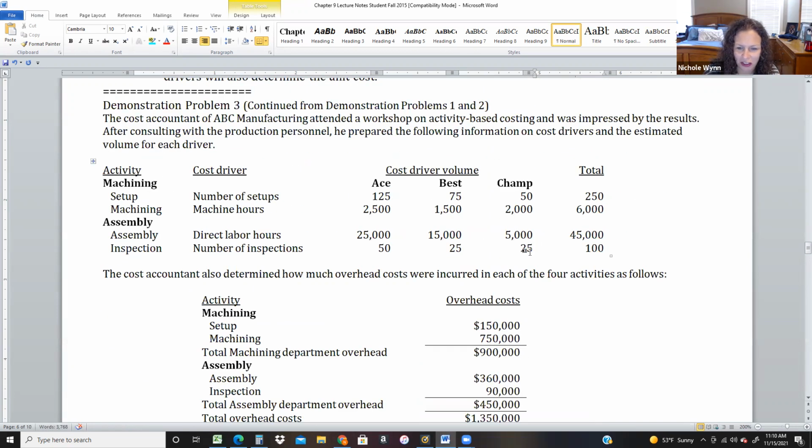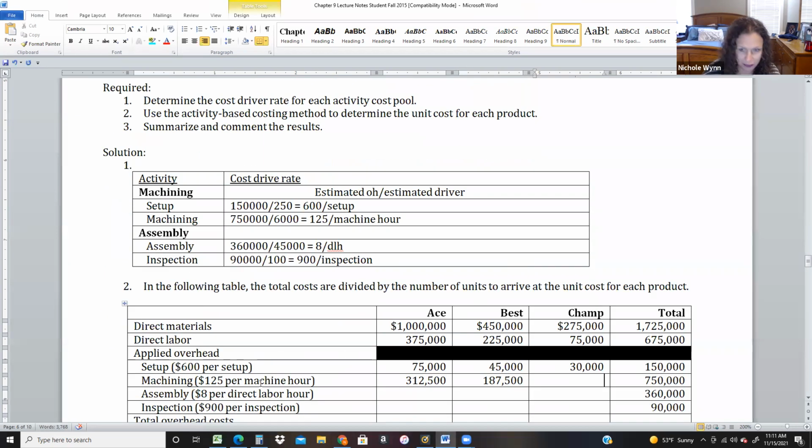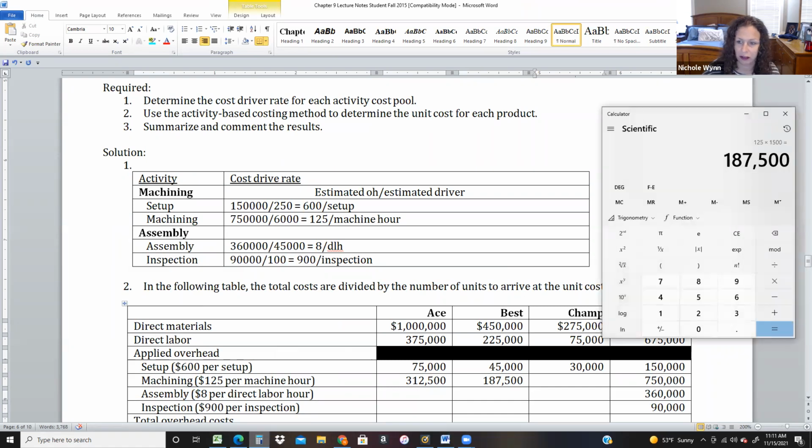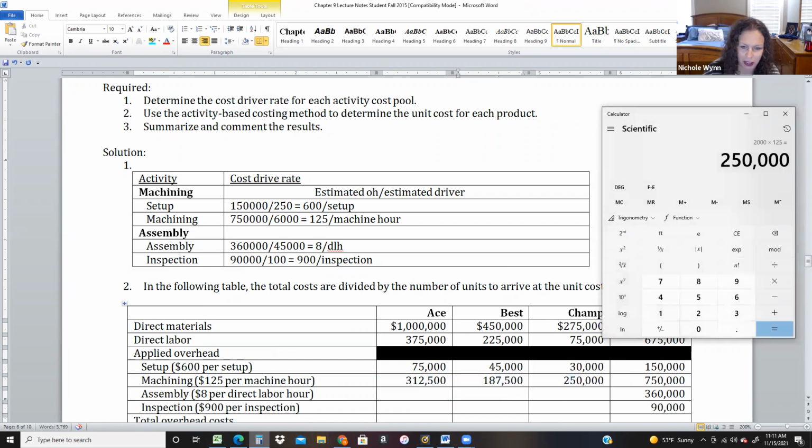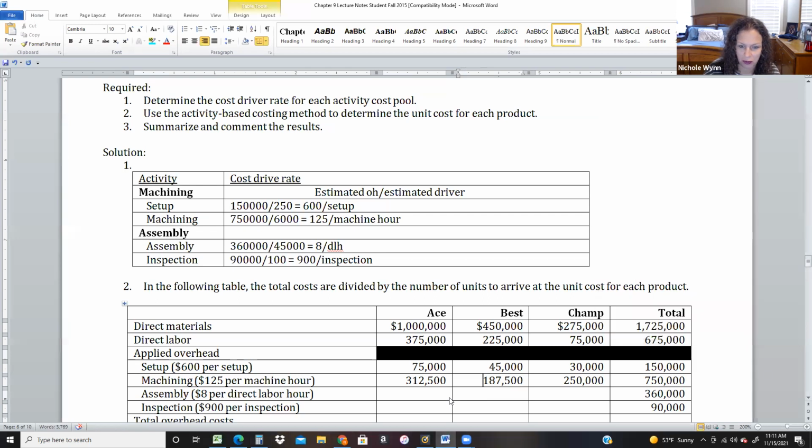187.5 and then 2,000 times 125 is 250,000. Now, by the way, I should probably be checking myself. If I was in Excel, I could just highlight those cells and make sure they equal 750, but I'm not. So 750 equals 75, 45, and 30, which equals 150. I'm just moving my way along. So this 360,000 needs to be divided up. It's $8 per direct labor hour.